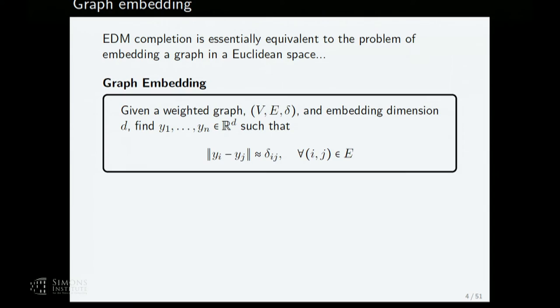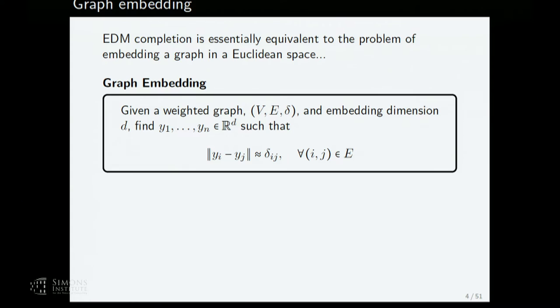The rephrasing of this problem is in terms of graph embedding. Instead of talking about distance matrices, we can talk about configurations of points. And the problem is as follows. You're also given a weighted graph. And this time you might also be given a desired embedding dimension D. And the problem becomes to find a configuration of points in that Euclidean space such that their pairwise Euclidean distances are close to the dissimilarities, again, over the ones that are given to you.